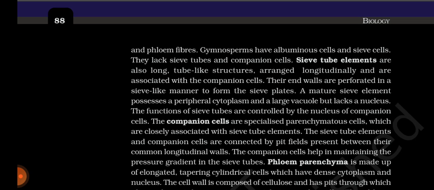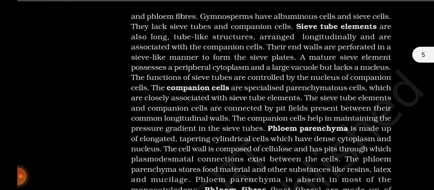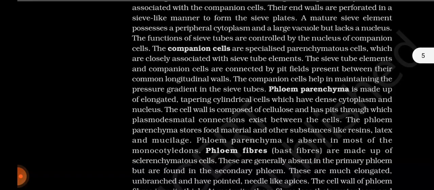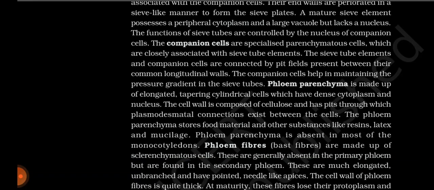The function of sieve tubes is controlled by the nucleus of the companion cell. Companion cells are specialized parenchymatous cells which are closely associated with sieve tube elements. Sieve tube elements and companion cells are connected by pit fields present between their common longitudinal walls. The companion cell helps in maintaining the pressure gradient in sieve tubes.